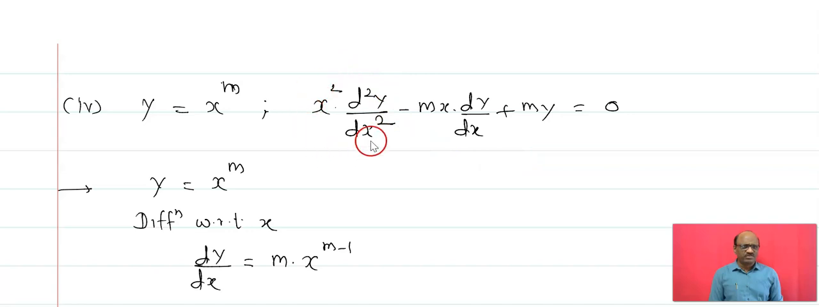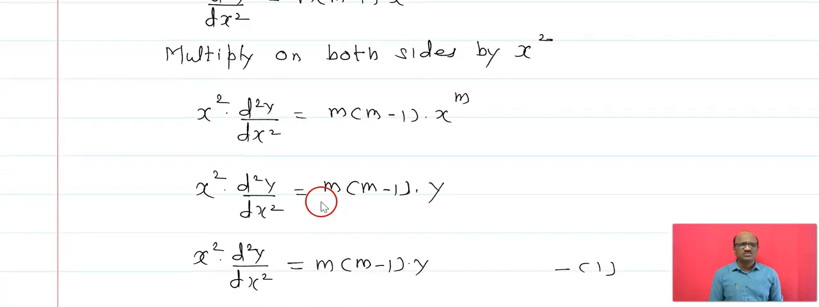First we will find out the value of x square into d2y by dx square. Then we will find out the value of mx into dy by dx. And lastly we will find out the value of my. And we will add all these terms.